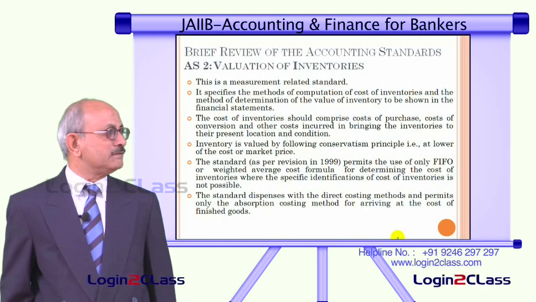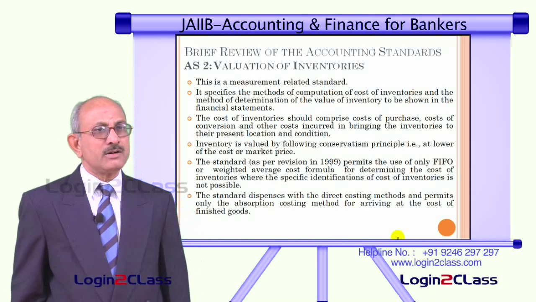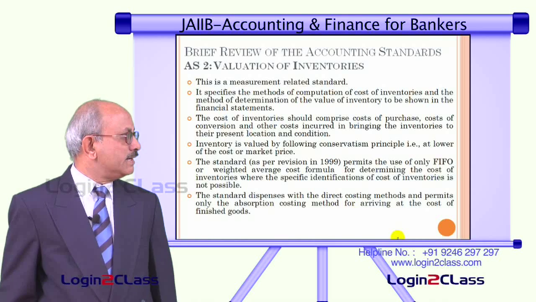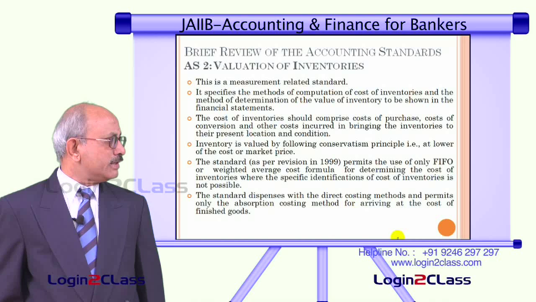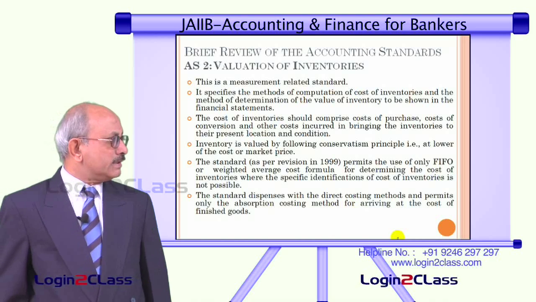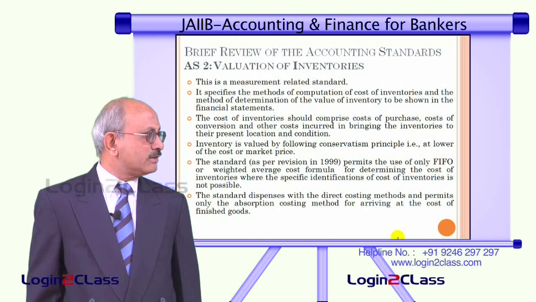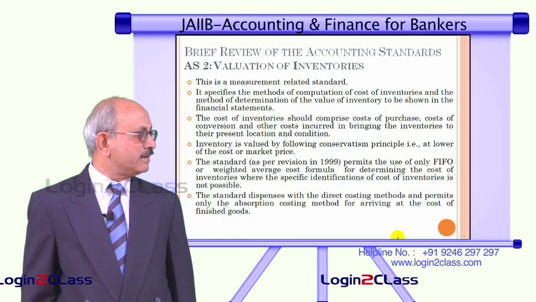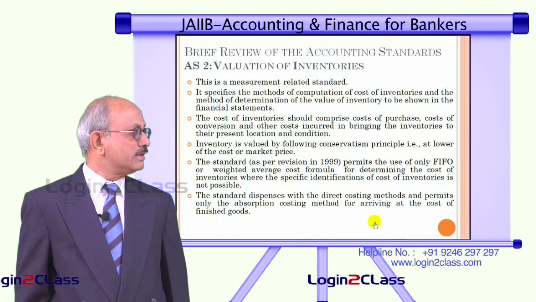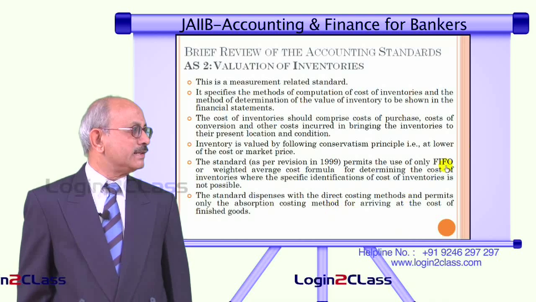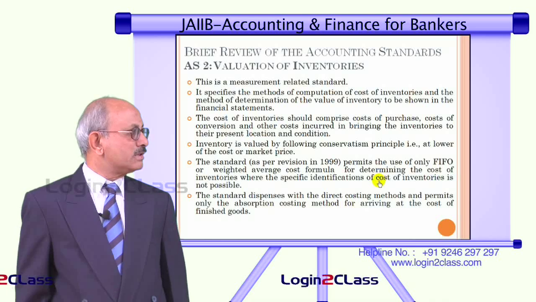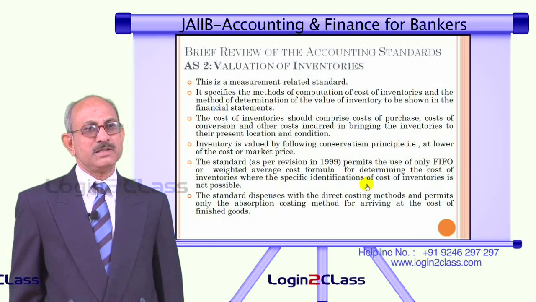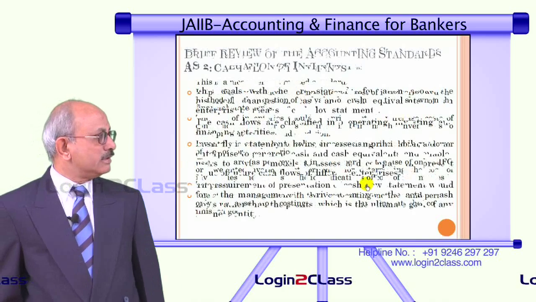All other methods of valuing inventory are not permitted in terms of AS2. As we have seen here, the standard dispenses with the direct costing methods and permits only the absorption costing method for arriving at the cost of finished goods. That means they cannot use any other method other than the absorption costing method. All other direct methods have to be dispensed with.